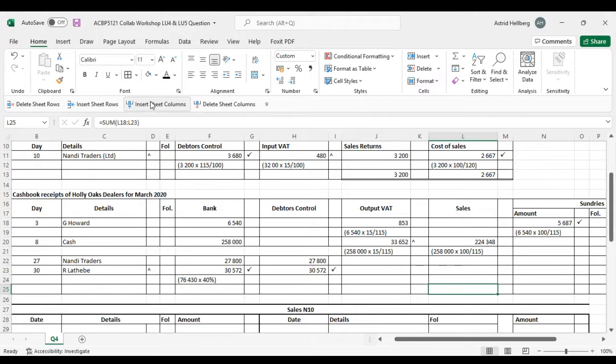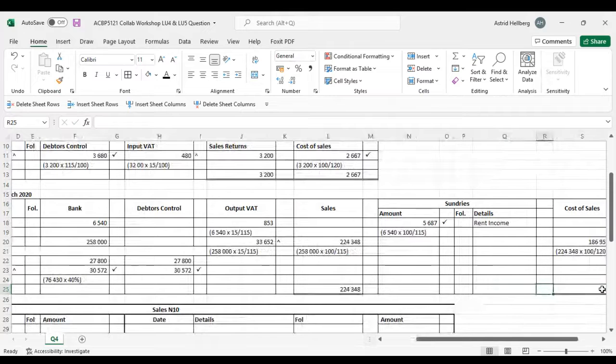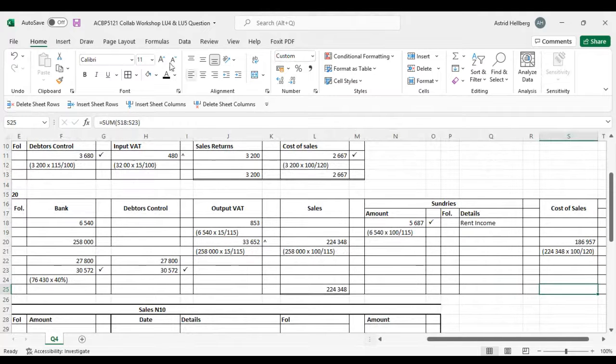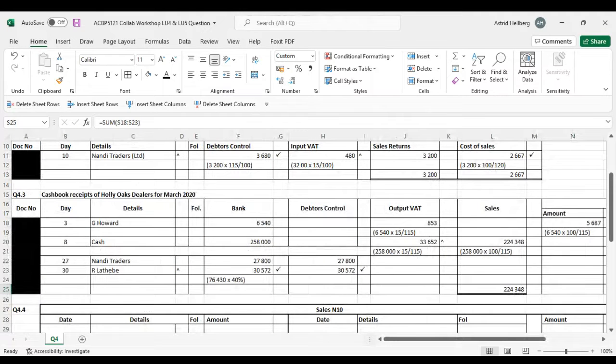Okay, so then we add up the sales column for this, and the cost of sales column is the 186. Okay, so that is the journals. So I think let's take a quick 10-minute break, and then we'll do the general ledger accounts and then finish up the question.